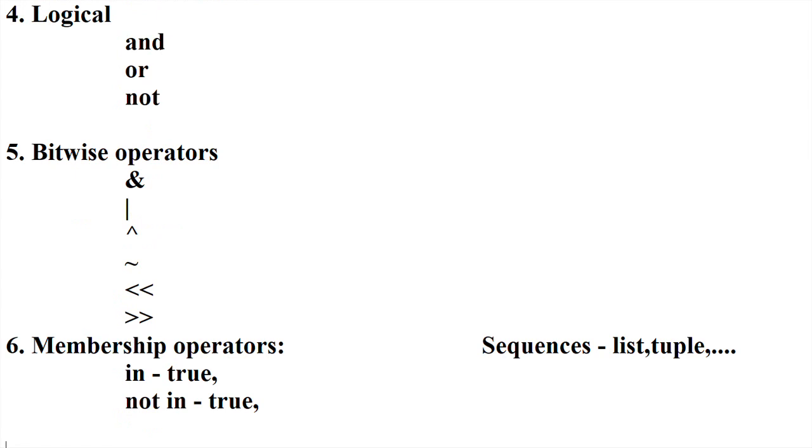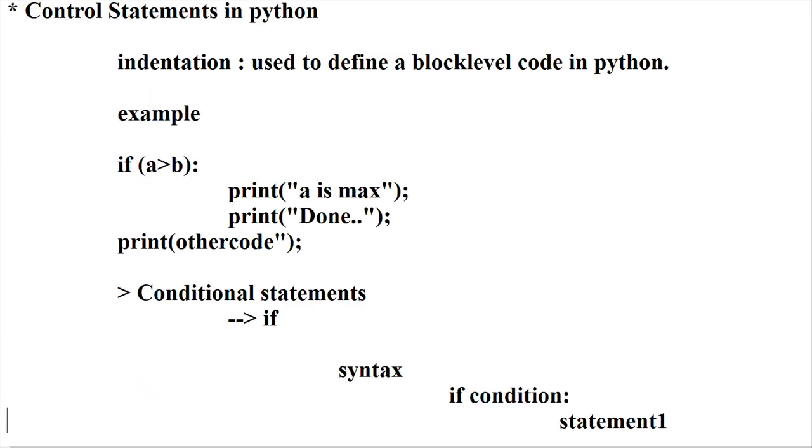And the logical operators are and, or, not. That are the logical and, logical or, logical not. They are the logical operators. Then the bitwise operators are binary and, binary or, binary XOR, negation, left shift, right shift. These are the bitwise operators. And the last one is membership operators: in, not in. In is true if the value is present in the data structure. Not in is true if the value is not present in the data structure.